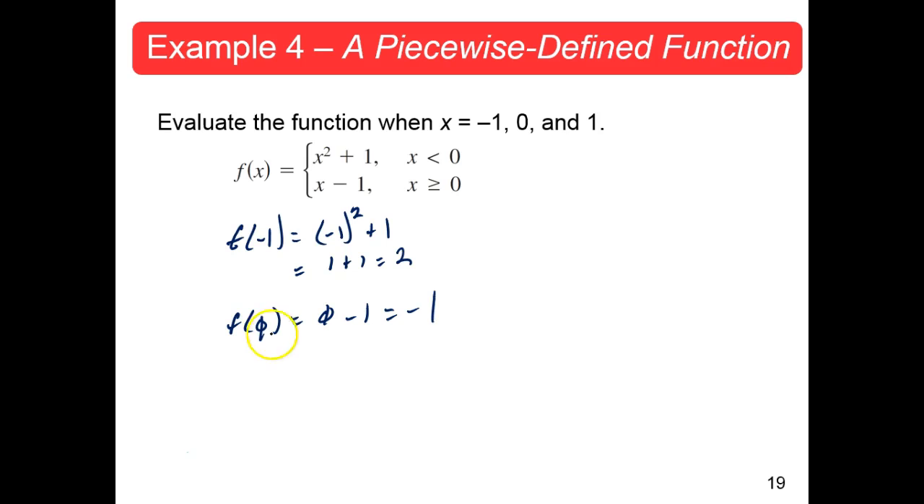Okay, how about f of 1? What do you ask yourself? Where are you? You're again greater than or equal to 0, so therefore you use the bottom one. You use 1 minus 1 equals 0. You already did it. Way to go. Any questions on that? Does everybody see it? Always figure out where you are, which piece of this. A piecewise defined function can be a whole bunch of things.